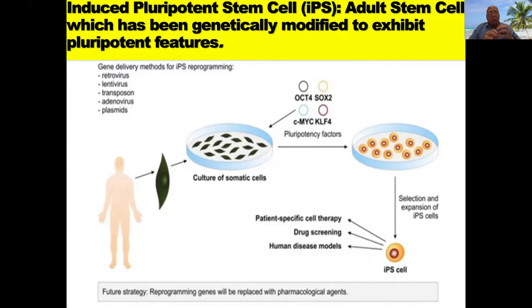But these cells, I think, in the future are going to be very important. We may use them for disease modeling, but eventually I think we're going to use these on the patients themselves. So you can see here, patient-specific cell therapy, drug screening, human disease models. So again, your skin cell, we change that DNA a bit, and we reprogram it, and we have an iPS cell, or induced pluripotent stem cell.